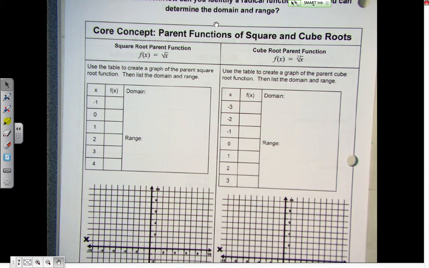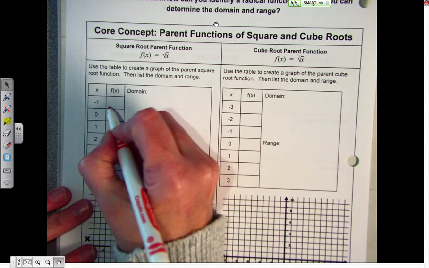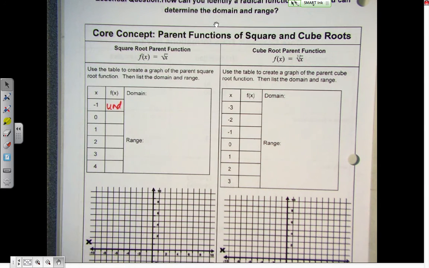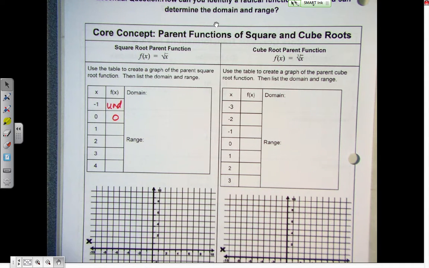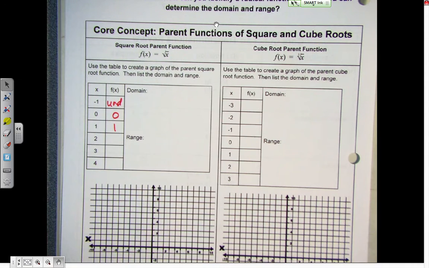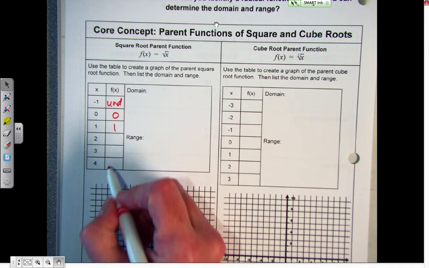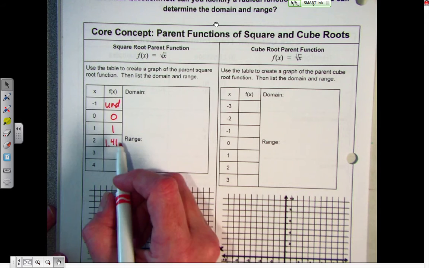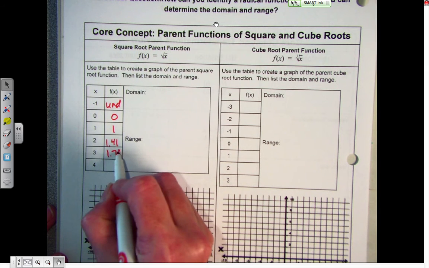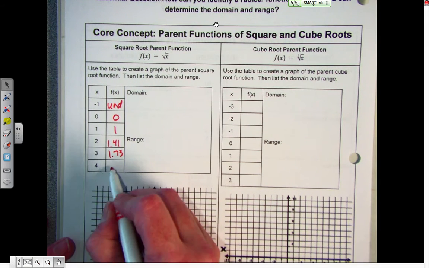When you put in -1, it's an imaginary number, so it is undefined. When you put 0 in under the square root, it is 0. The square root of 1 is 1. The square root of 2 is approximately 1.41. The square root of 3 is approximately 1.73, and the square root of 4 is 2.